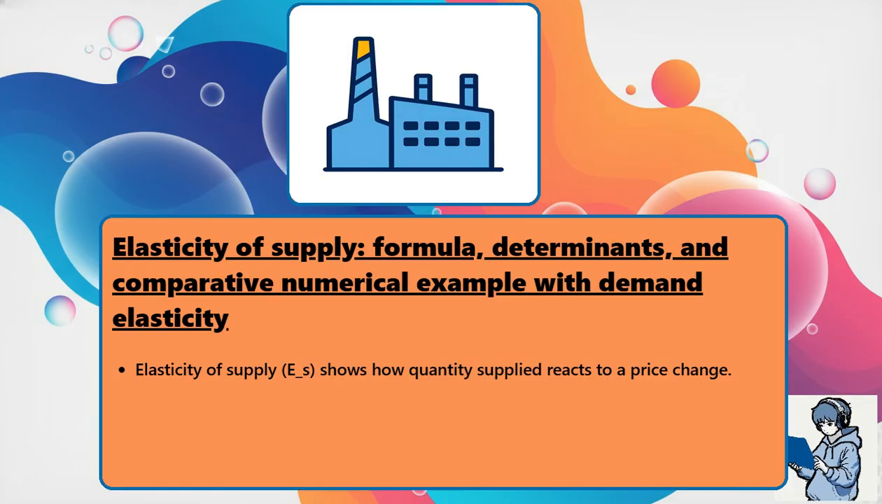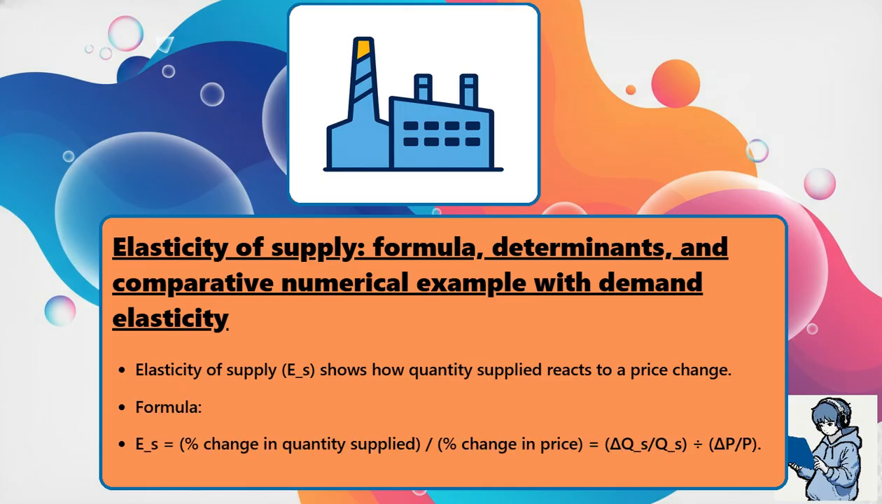Elasticity of supply, E sub S, shows how quantity supplied reacts to a price change. Formula: E sub S equals percent change in quantity supplied divided by percent change in price, equals delta Q sub S over Q sub S divided by delta P over P.